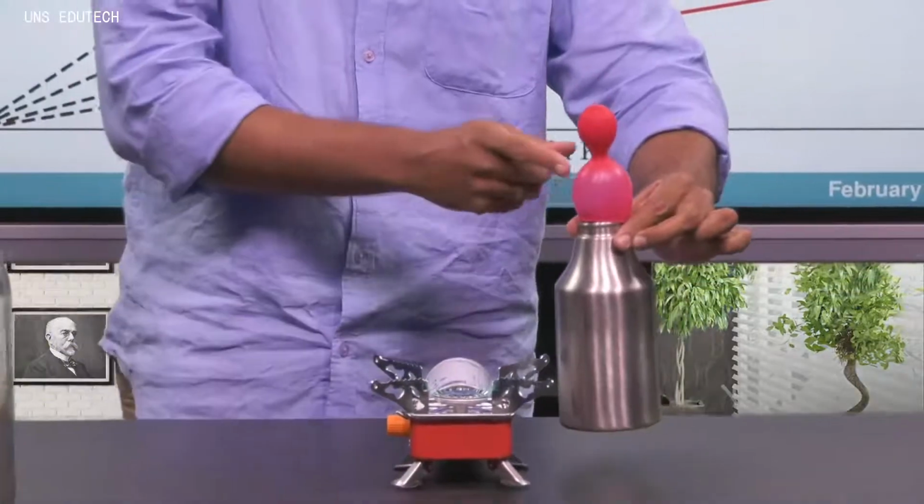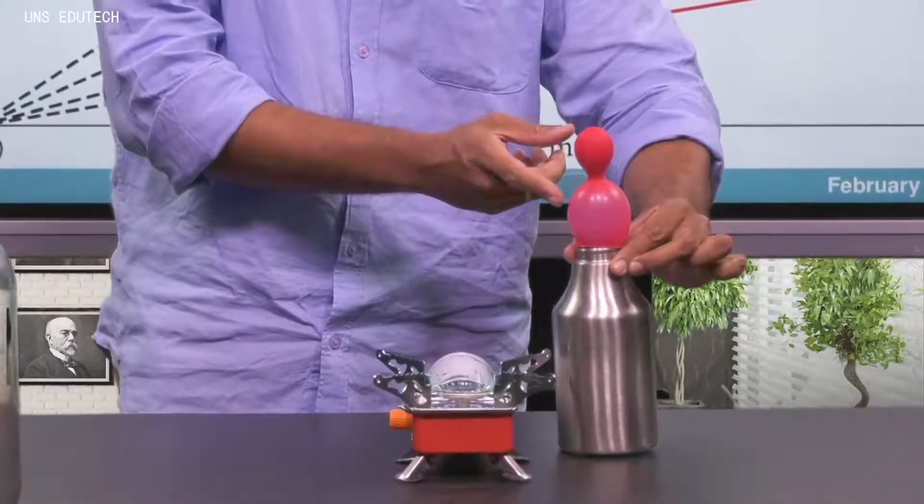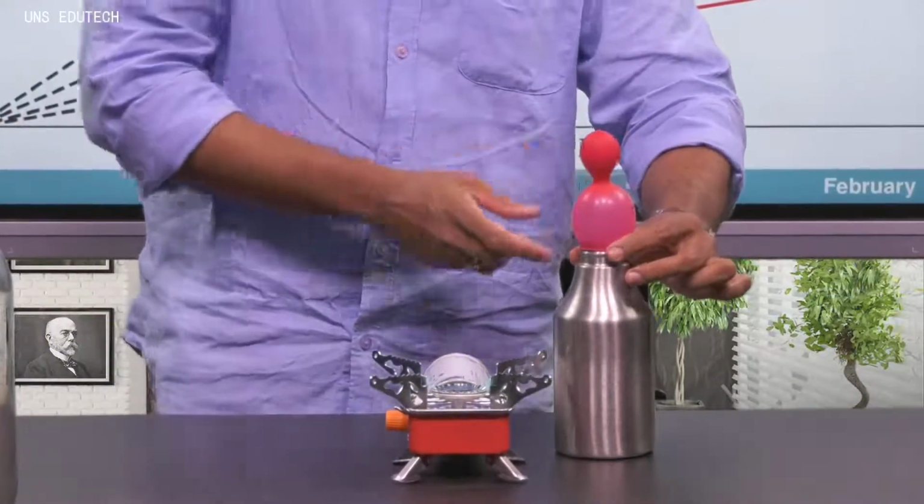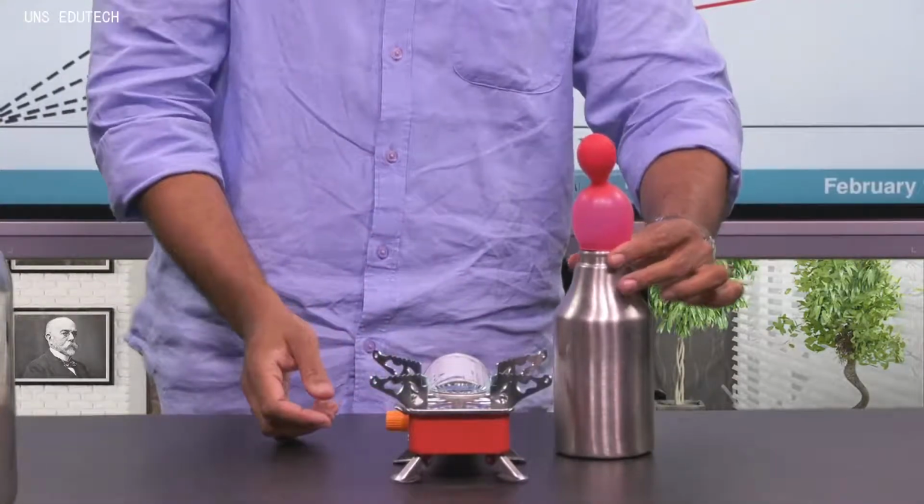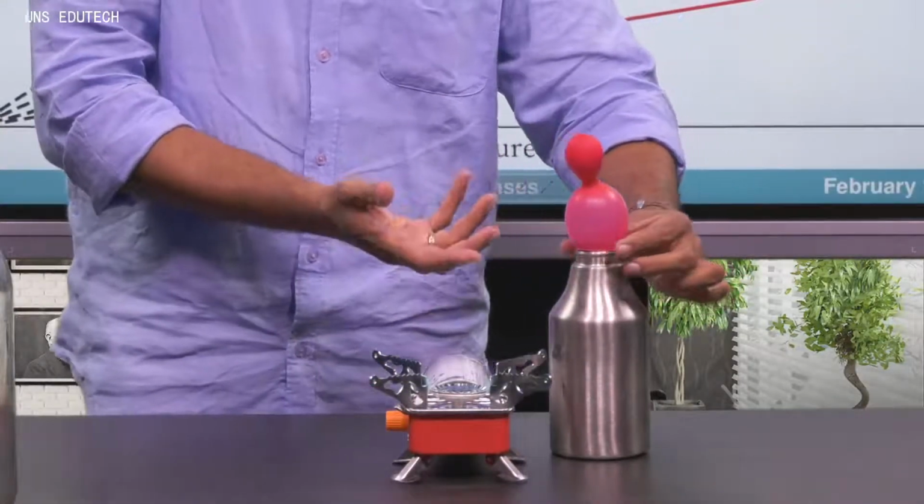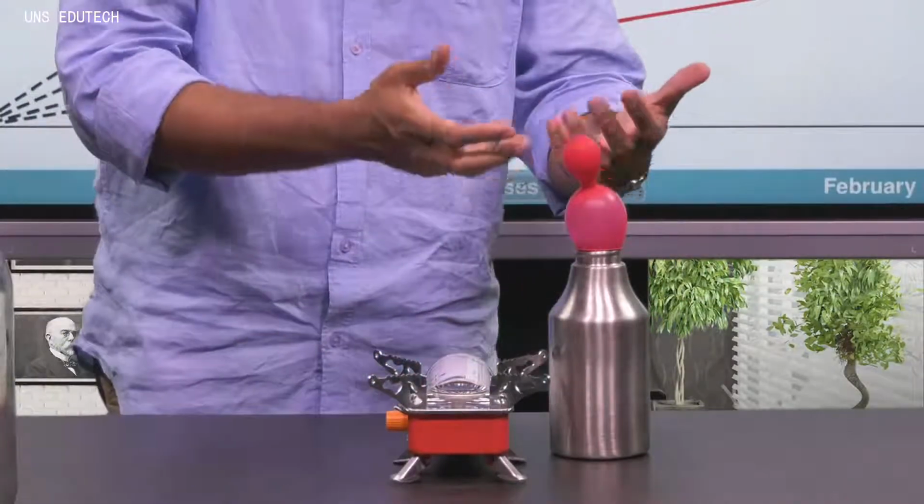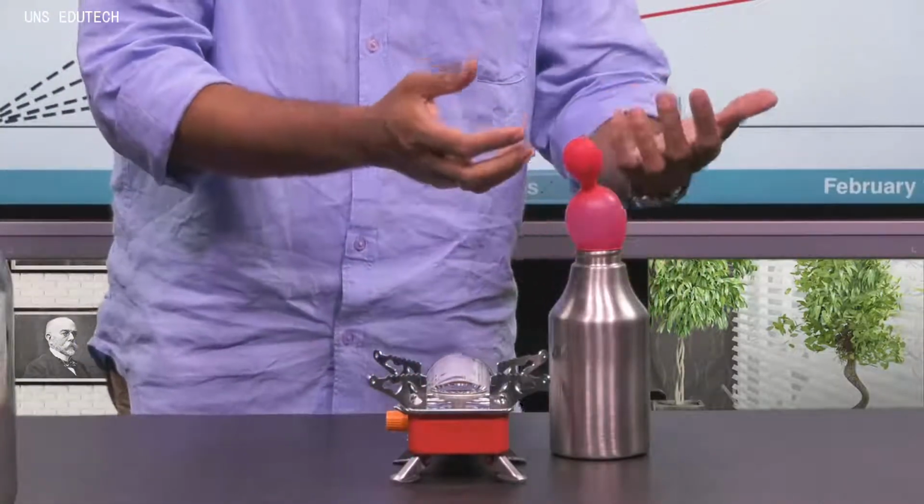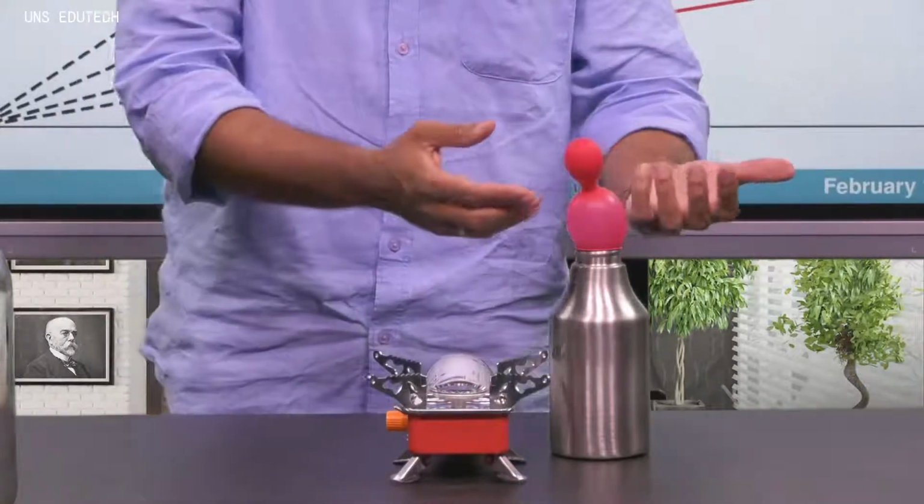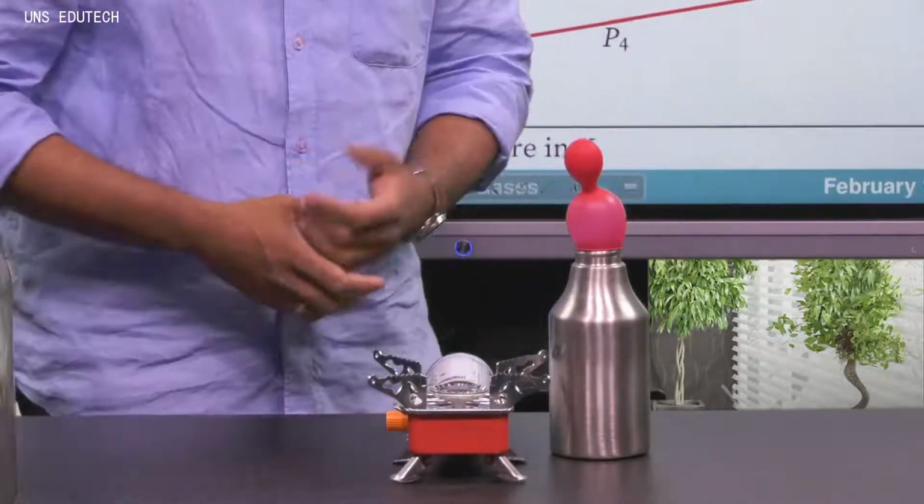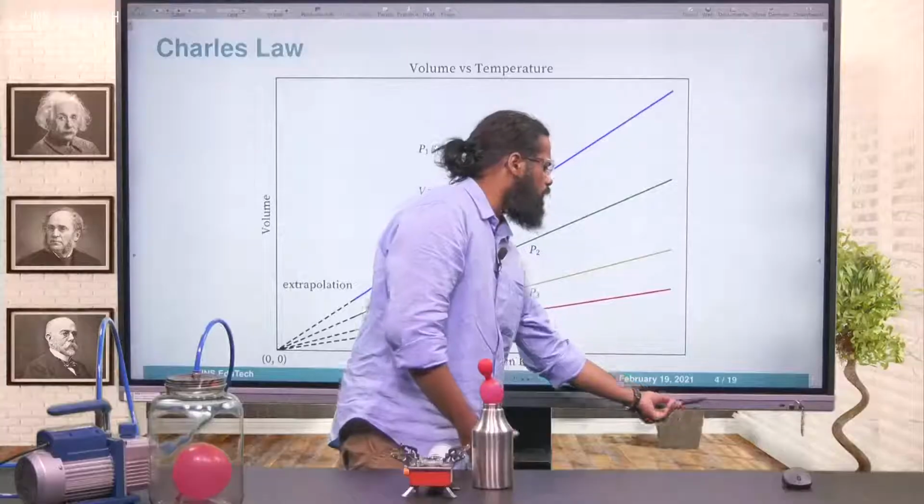See, you can see that the balloon's volume is increasing, okay. That shows that when I'm heating, when I'm changing the temperature, the volume changes. It will stay there for some time, and once the air cools down, the volume will shrink automatically. After some time you can see the volume shrink. So what exactly is happening here? Look again.